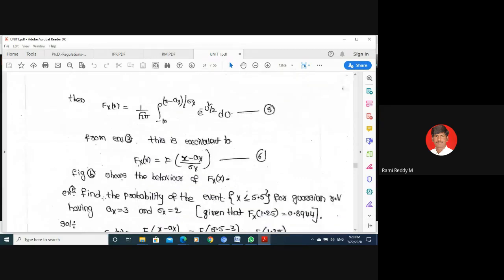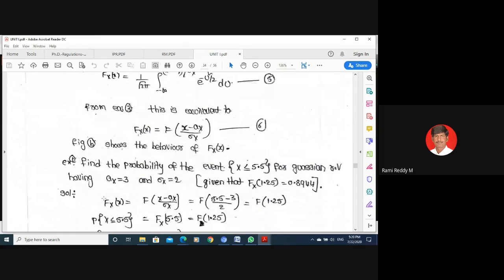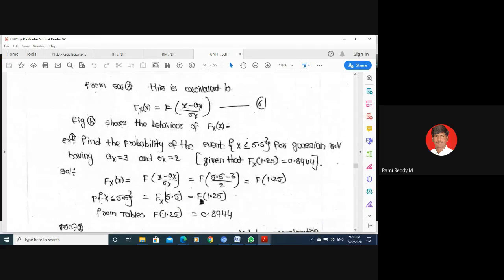So Fx(x) equals F((x − ax)/σx), that equals F((5.5 − 3)/2), that equals F(1.25). Let's go through this problem.